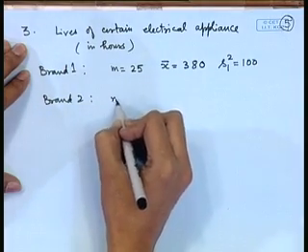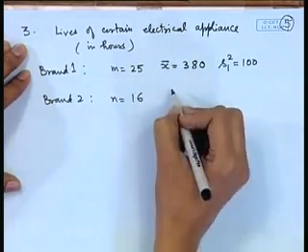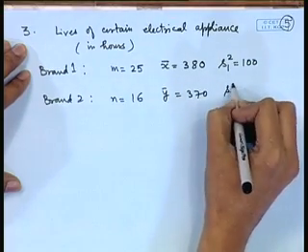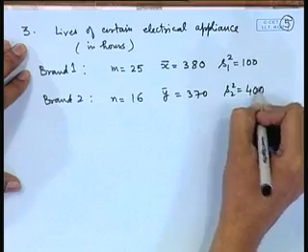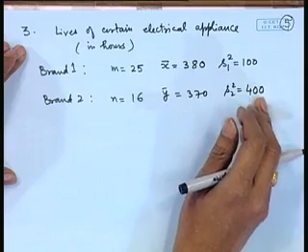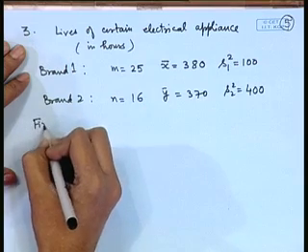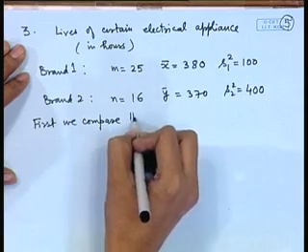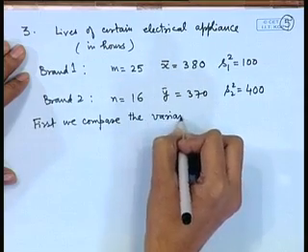For the second sample, 16 units were selected and their average life was observed to be 370 hours, and the variance turns out to be 400. Maybe the second one has a smaller mean, a smaller average life, but the variability is more. Once again, if we want to compare the means, firstly let us compare the variances. So, first we compare the variances.